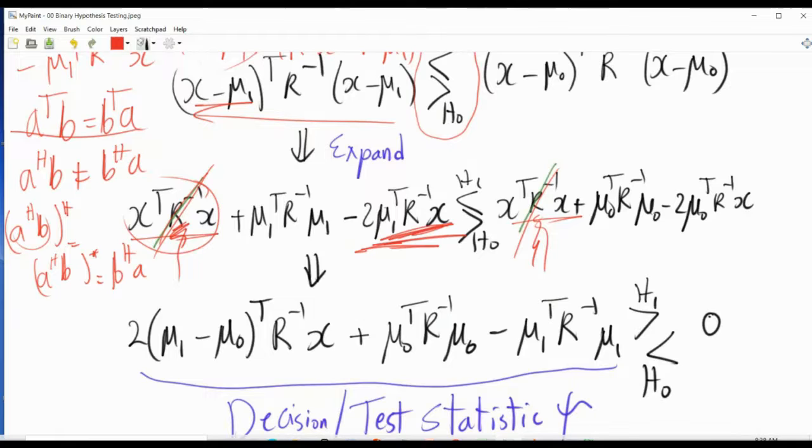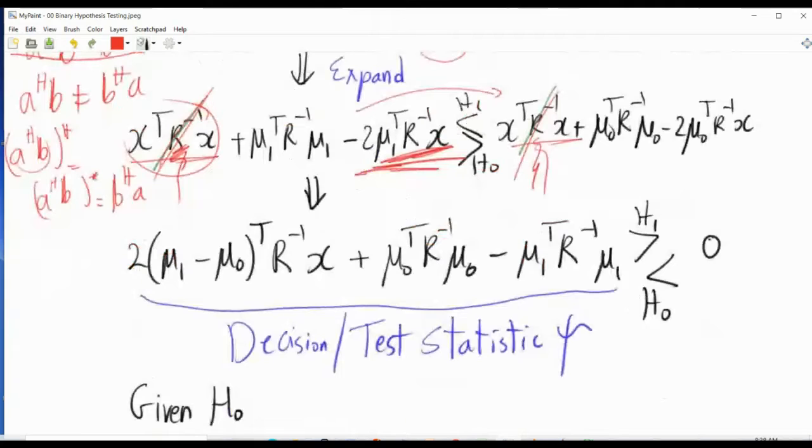So you can move those to the other side, and this is your decision statistic. This thing has a name. It's called the decision statistic or test statistic, and it's the thing that you will compare with the threshold. Here it's a 0 because we moved everything to the other side. When you get your vector of observations, assuming that the parameters mu0, mu1, and r are known, you plug it in here.